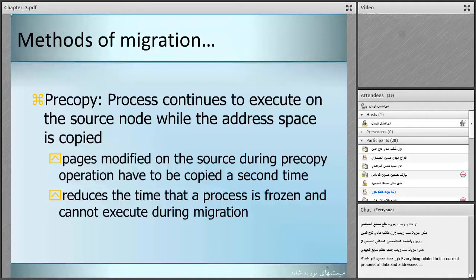The other method is pre-copy. In this method, we do not change the state of the process to sleep. We do not stop the process on the source machine. I mean, while the process is running on the source machine, we start to make a copy of the process to the destination. It means that when the process is running in the source machine, we start to transfer all the data of the process to the destination machine. Then, at one time, we freeze the process on the source machine and we start the process on the destination machine.